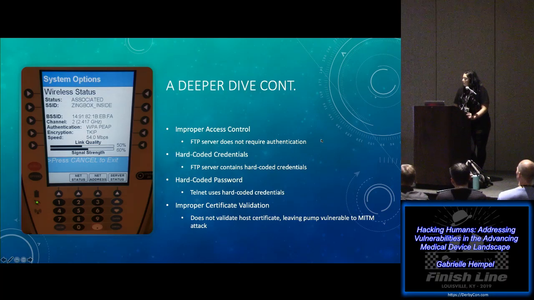We also see improper access control on the device. The FTP server on the pump doesn't require authentication. The server also contains hard-coded credentials, which are not fully initialized. Telnet on the pump also used hard-coded credentials, which could be exploited if the pump was configured to allow external communications. The infusion pumps did not validate the host certificate, which left it vulnerable to a man-in-the-middle attack.